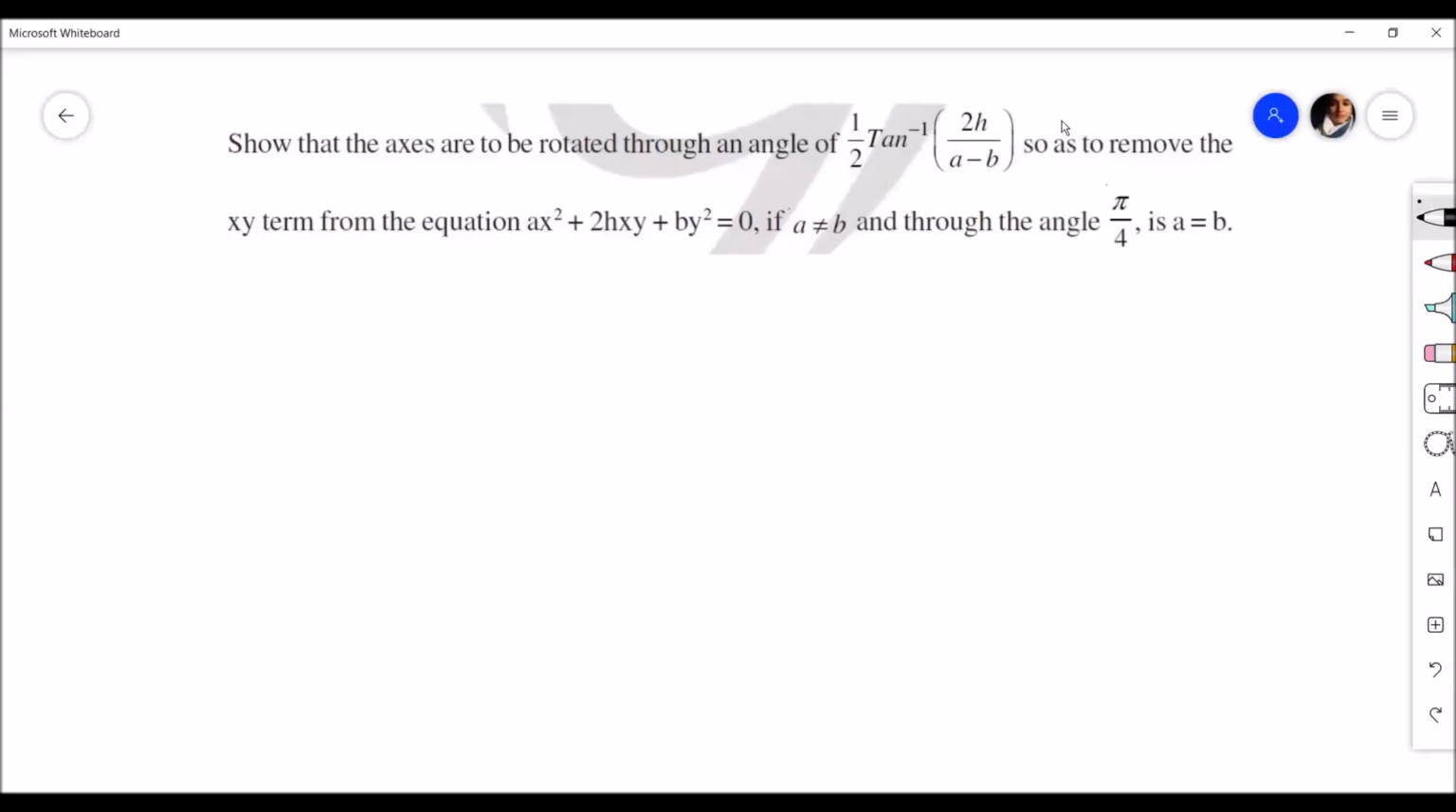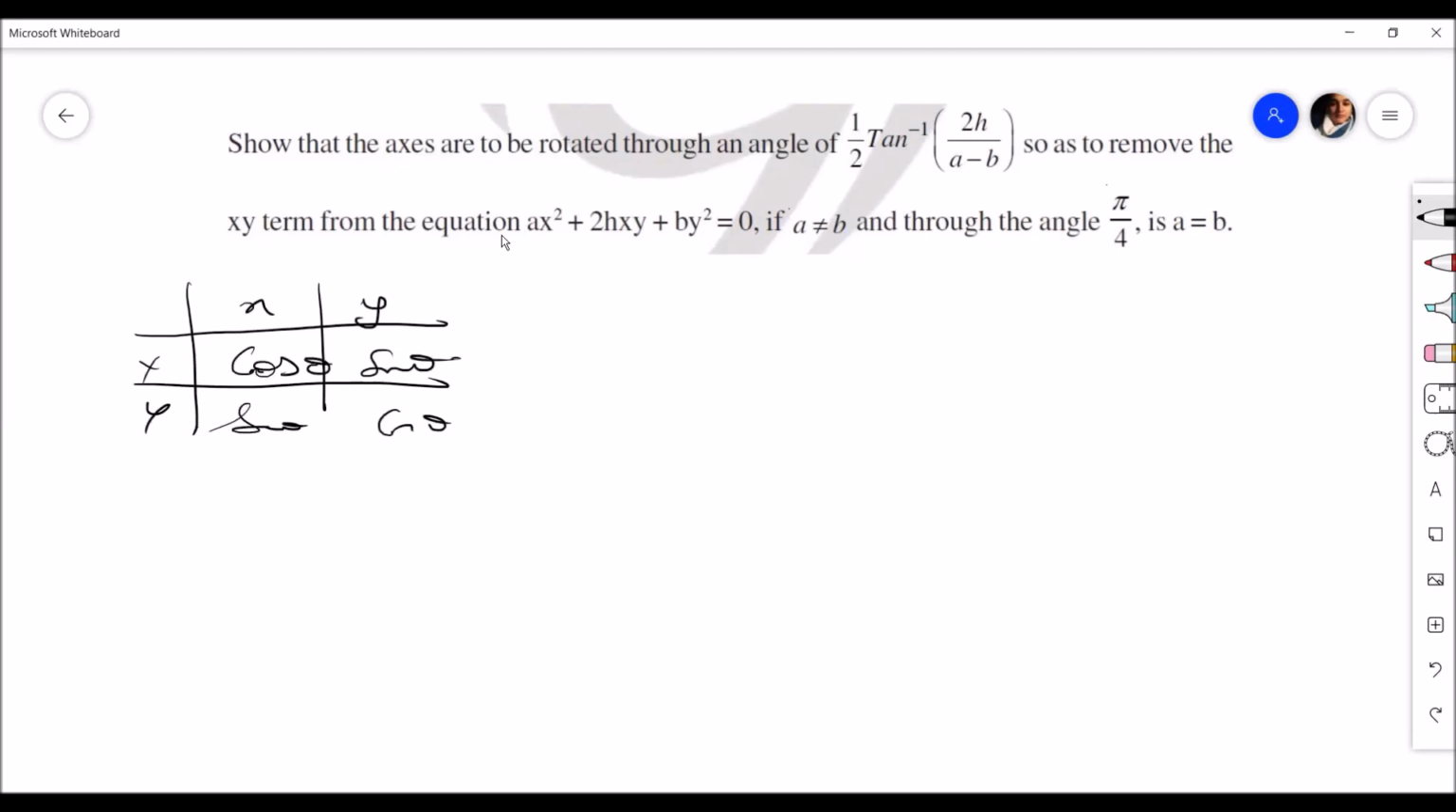So just have a look at the next question. Show that the axes are to be rotated through an angle so and so. This angle is what we are supposed to find out. So as to remove the xy term from the equation ax square plus 2hxy plus by square is equal to 0. Right? Again, similar problem, it's just that a little different from what we have solved previously. So let's first write down the relation between small x, small y, capital X and capital Y as usual. So that's capital X, capital Y, cos theta, sin theta, minus sin theta, and then cos theta.